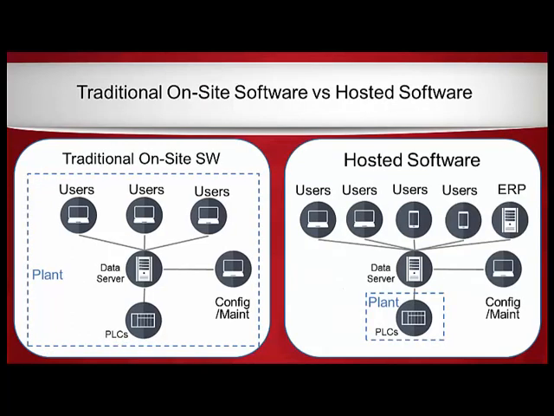So on this slide, the left-hand side is showing the traditional on-site software that I described on an earlier slide, with everything inside the walls of the plant. On the right-hand side, you see a hosted software system where the plant itself has the PLCs, the control system, out on the factory floor. Everything else can be remote. Now there is an edge node of some sort providing security and communication, not shown on this diagram.